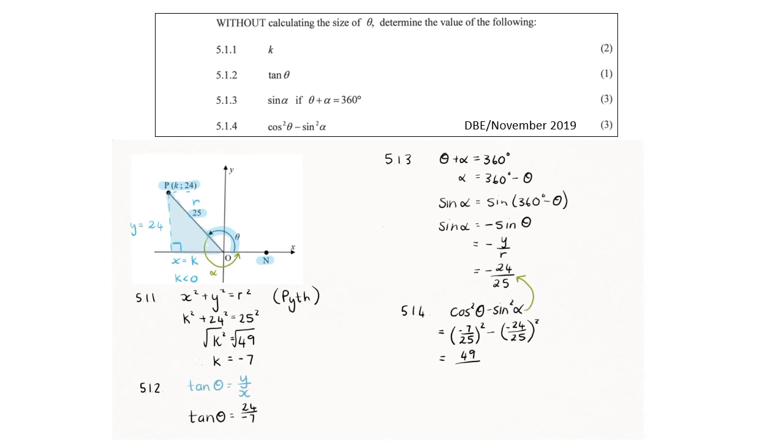This then gives us 49 over 625 minus 576 over 625. And this simplifies to negative 527 over 625. This question also counted 3 marks. You get 1 mark for the correct substitution of cos theta, 1 mark for the correct substitution of sine alpha, and 1 mark for the final answer.